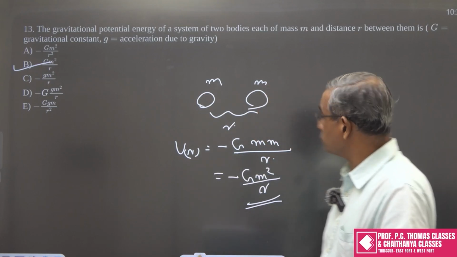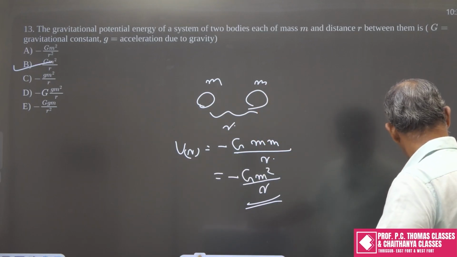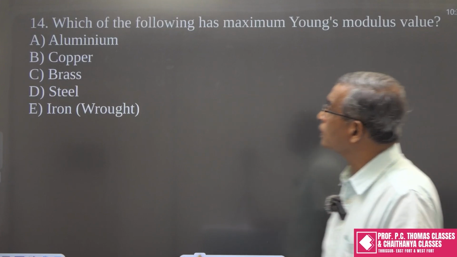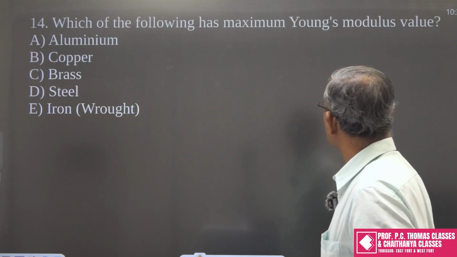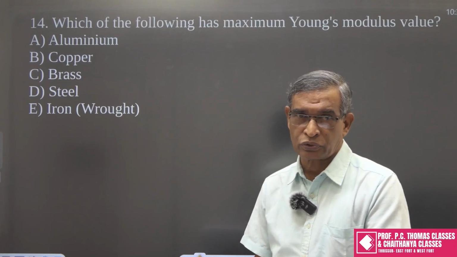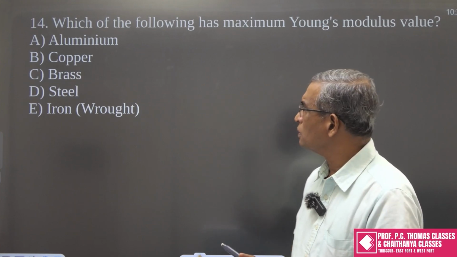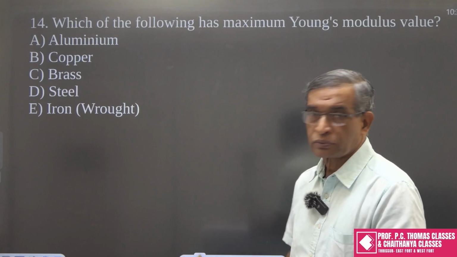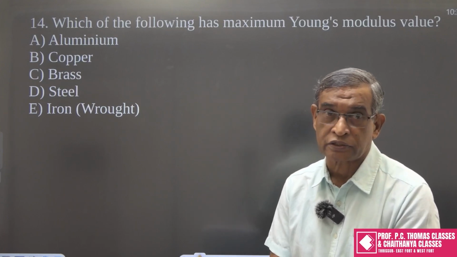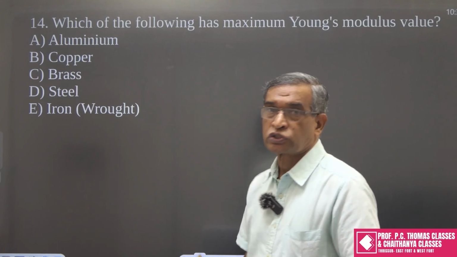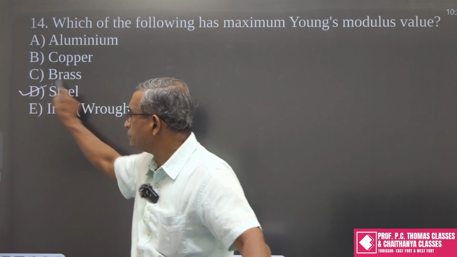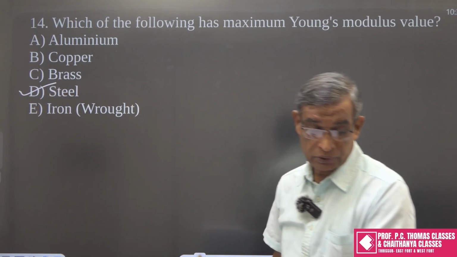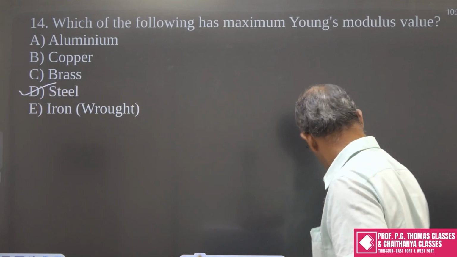Let us go to our next question. Which of the following has maximum Young's modulus? Again, a knowledge question. Aluminum, copper, brass, steel, and iron rod. Out of these, Young's modulus is highest for steel. So, that is the observation. Next.